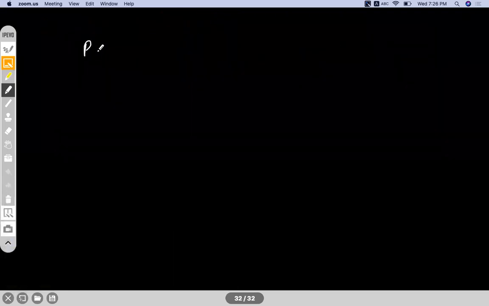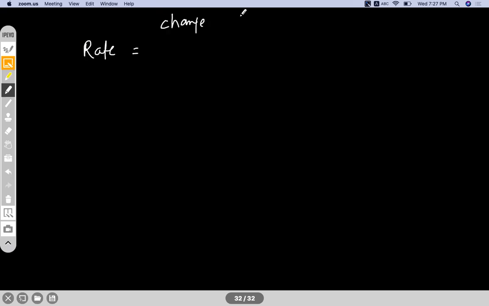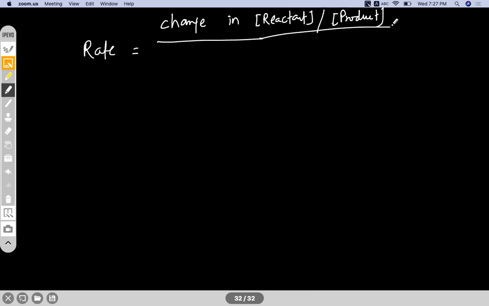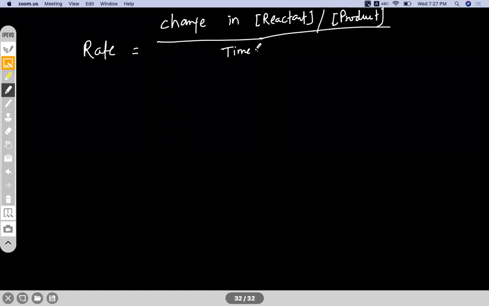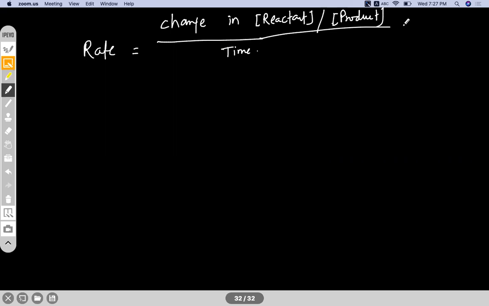Now, if I write down the expression here, rate is equal to the change in the concentration of reactant. Square bracket means concentration, okay? The concentration of reactant or the concentration of product divided by the time required. That is delta C, concentration, by delta T.